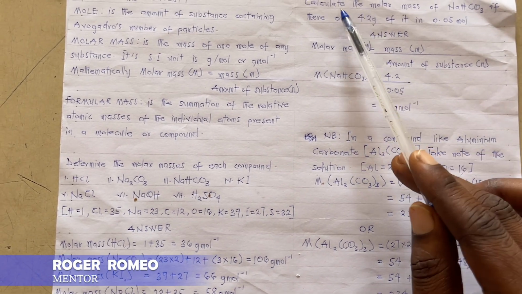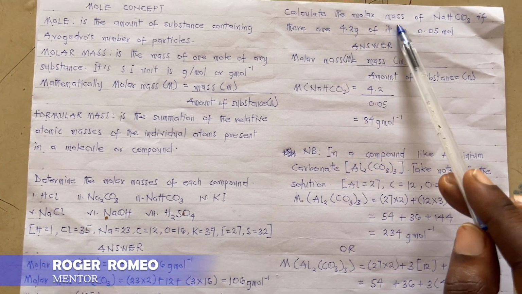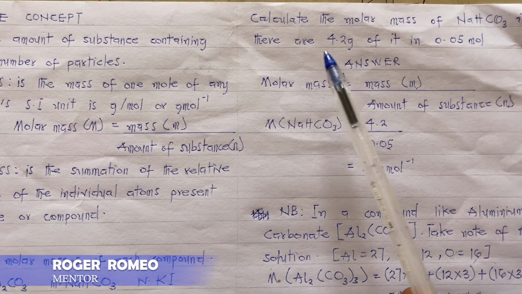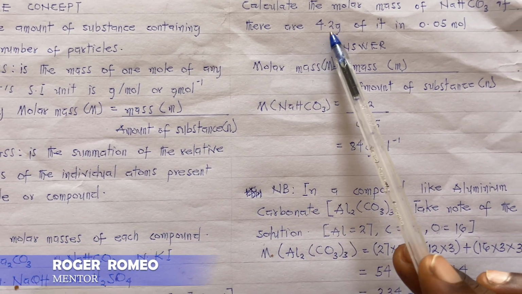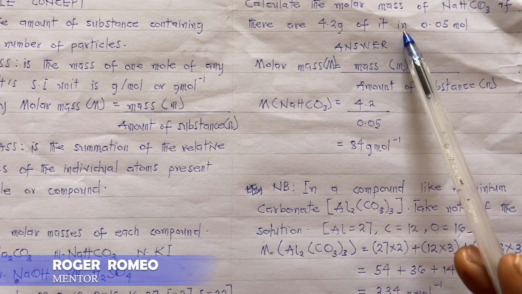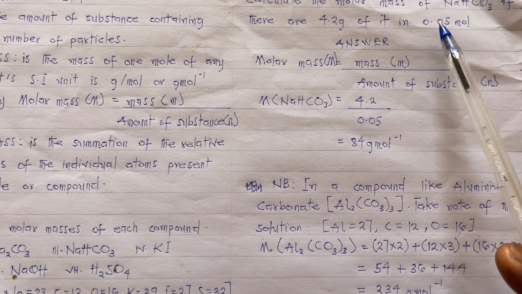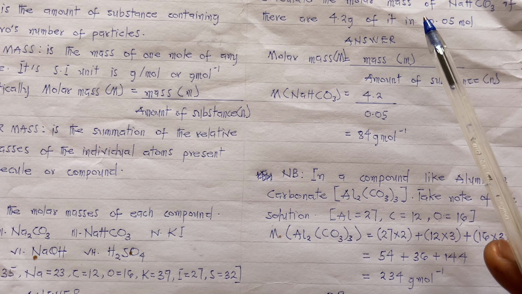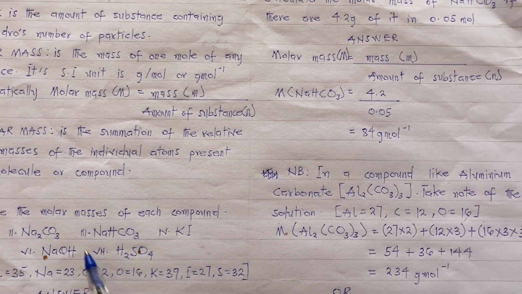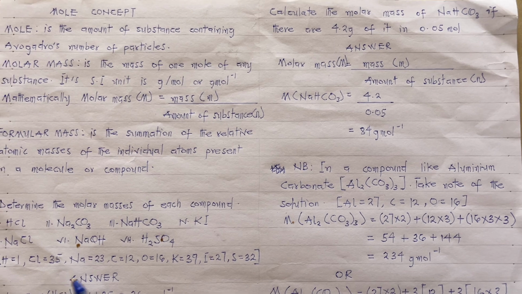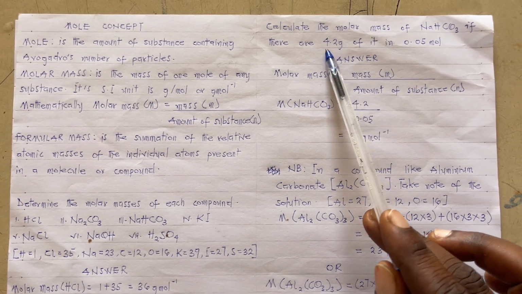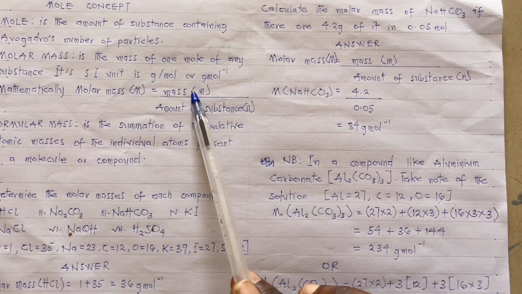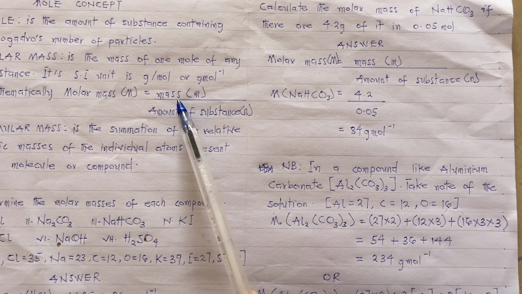Now, we have another question here. Calculate the molar mass of NaHCO3 if there are 4.2 grams of it in 0.05 mole. So here we want to find molar mass, but we cannot use this principle here to determine our molar mass because we have been given the mass of the compound and the mole of the compound. So we need to use the formula that we studied here to get the molar mass.